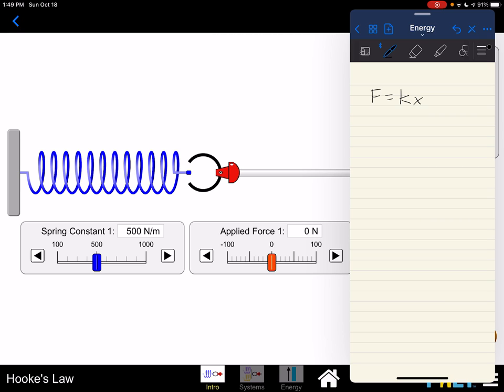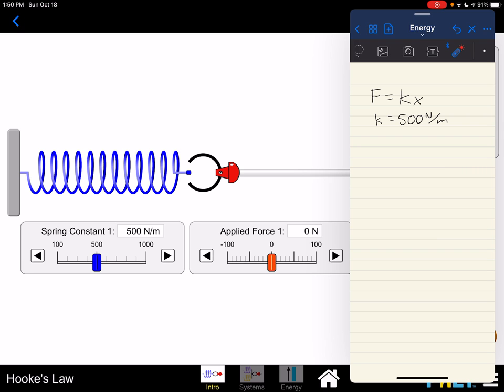Now let's just see what happens when I apply a force to this. This spring has a spring constant of 500 newtons per meter. And notice the units there, newtons per meter. That makes sense, because for this k value, if this is newtons and this is meters, then if we solve for k, we would have newtons over meters. So that's where that unit is coming from. So this spring that we're looking at has a spring constant of 500 newtons per meter.